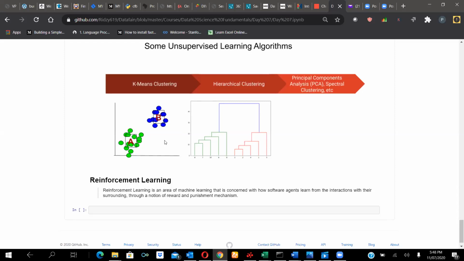Now, this is simply machines learning based on interactions from their environment. Now, this form of machine learning learns based on two things: rewards and punishment mechanisms. So let me give a very basic example.